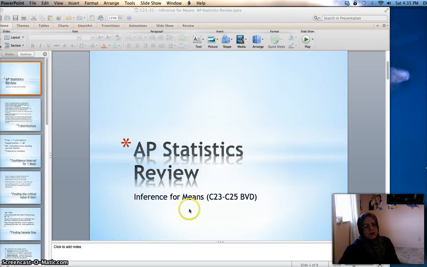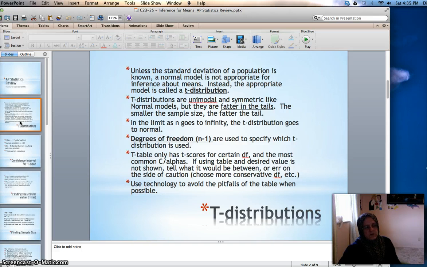Today we're reviewing inference for means, covered in chapters 23 through 25 in Bock-Velleman-De Veaux. All the inference procedures for proportions were based on the idea that if certain conditions were met, you could use a normal model to represent the sampling distribution of a proportion. What we learned in chapter 23 is that unless the standard deviation of a population is known, a normal model is not appropriate for inference about means. Instead, the appropriate model is called a t-distribution.